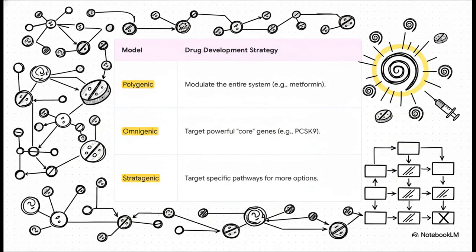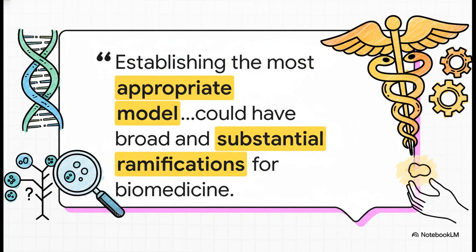And you can see how this plays out in drug development. If the polygenic model is right, you might look for drugs like metformin that affect a whole system. If the omnigenic model is true, you'd want to zero in on those powerful core genes, like we do with some cholesterol drugs. And if the stratagenic model holds, you could target specific pathways, which gives you more options if one drug target doesn't work. As the researchers themselves put it, figuring this out is not just an academic exercise. It could have, and I'm quoting here, broad and substantial ramifications for biomedicine. The answer to this debate is going to truly change medicine as we know it.